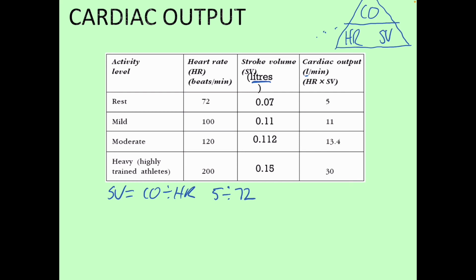Now you can see that as we increase the intensity of the exercise, the stroke volume is actually increasing. So your heart will be pumping out more blood with each beat as you increase the intensity of your exercise. And stroke volume is highest amongst trained athletes because their hearts are very strong. They can pump more blood with each beat, so they have a higher stroke volume.